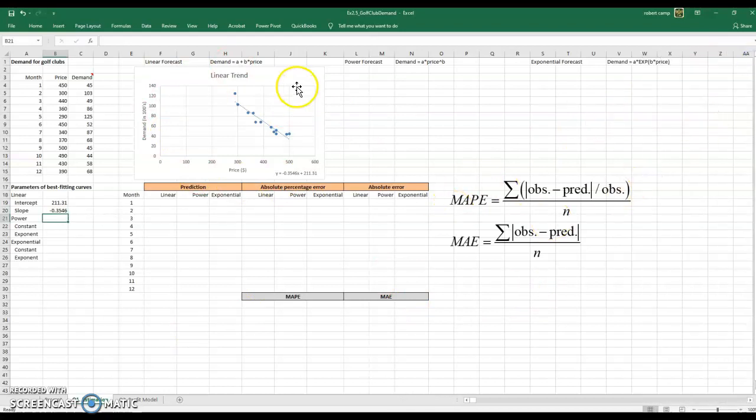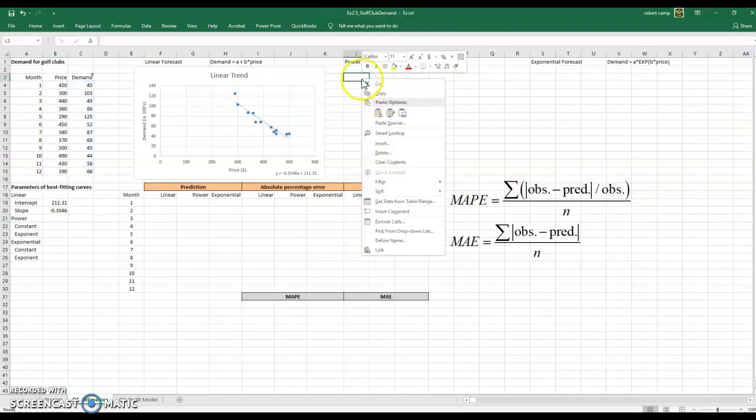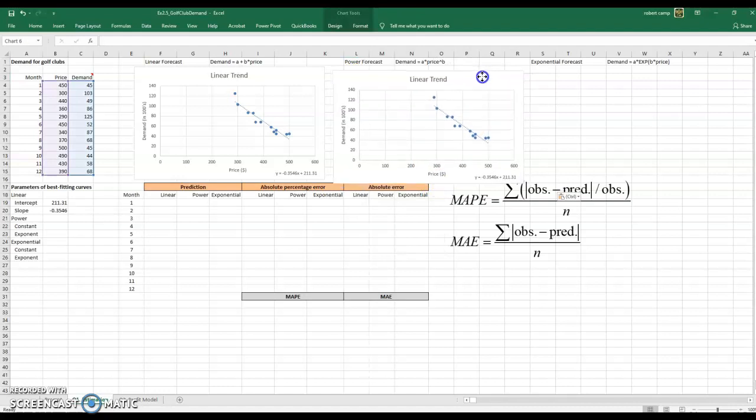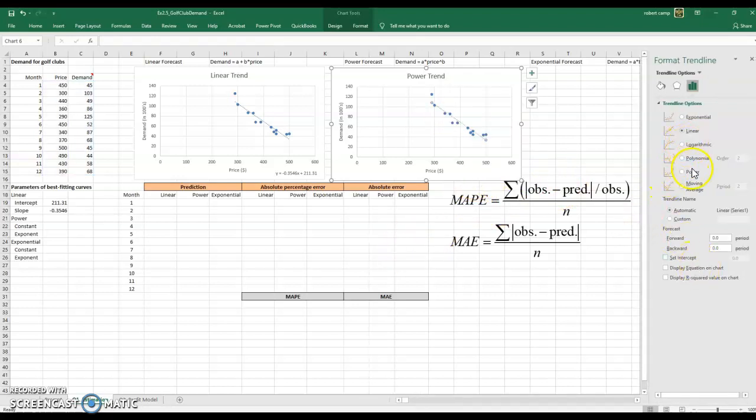I'm not going to cheat, but I'm going to be kind of lazy. I'm going to right click, copy, right click, paste, keep source formatting. And why did I do that? So I don't have to put all this other stuff in again. So we're going to change this. This is going to be our power trend. And then I'm going to click on the trend line, delete that, and then we're going to redo it. So add trend line, and we're going to go for the power, display equation on chart.